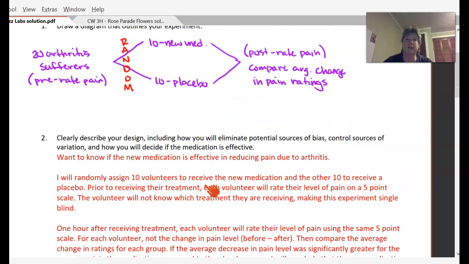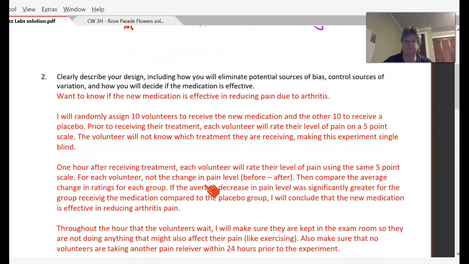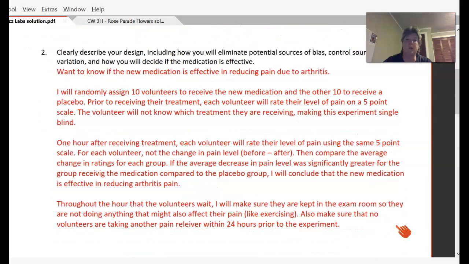Question 2 asks you to describe your design. So here, what we're testing for is we want to check to see if the new medication is effective in reducing arthritis pain. So that's our goal here. So I'm just going to randomly assign 10 volunteers to receive each treatment. I'm going to have them rate their pain on a 5-point scale. You could use a 10-point scale. It really doesn't matter. So beforehand, I'm going to have them rate their pain on a 5-point scale.